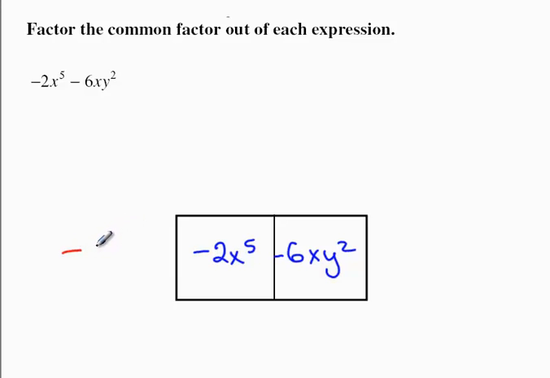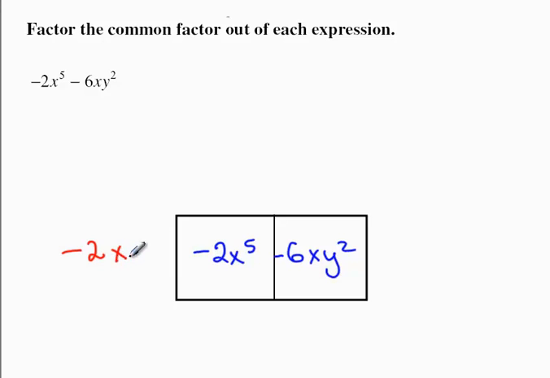The greatest common factor of 2 and 6 is 2. The greatest common factor of x to the fifth and x is going to be just x. And only the second term has y squared, so I don't have any y's in common. So negative 2x is my GCF, and then I'm going to work backwards.